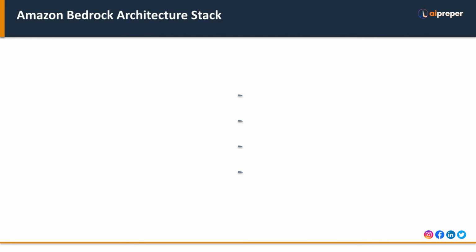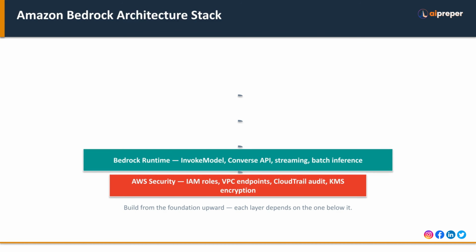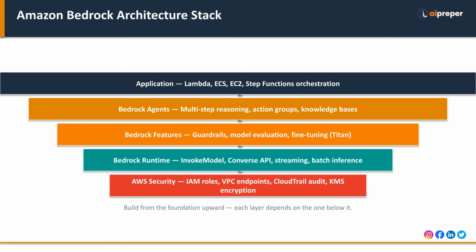The Amazon Bedrock architecture stack is built from the bottom up. At the base is AWS Security, followed by Bedrock Runtime and features like Guardrails. On top are Bedrock Agents, and finally, your application logic for orchestration.